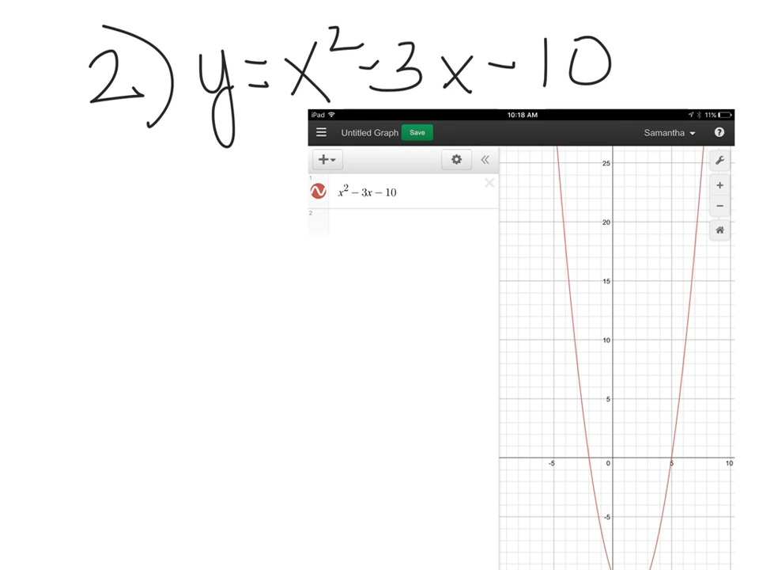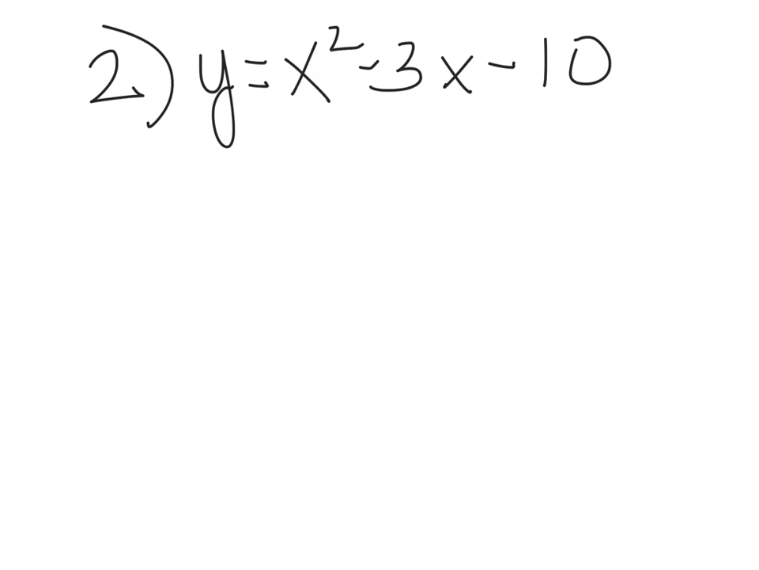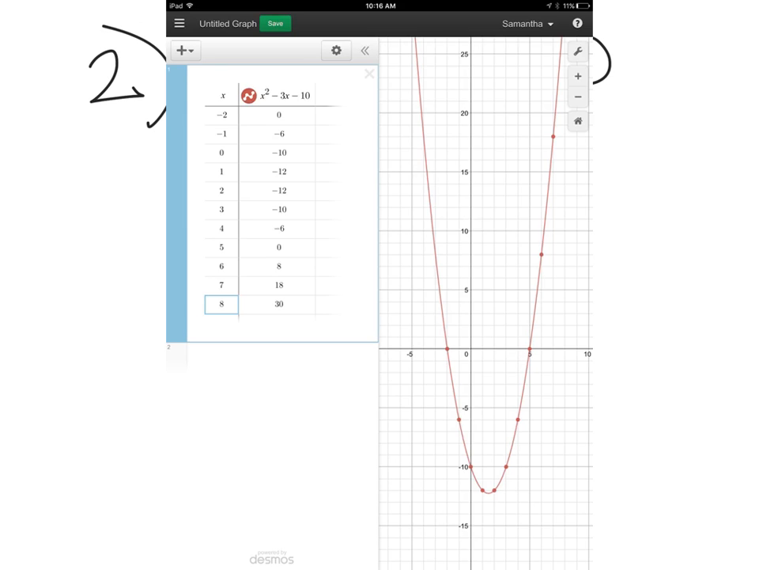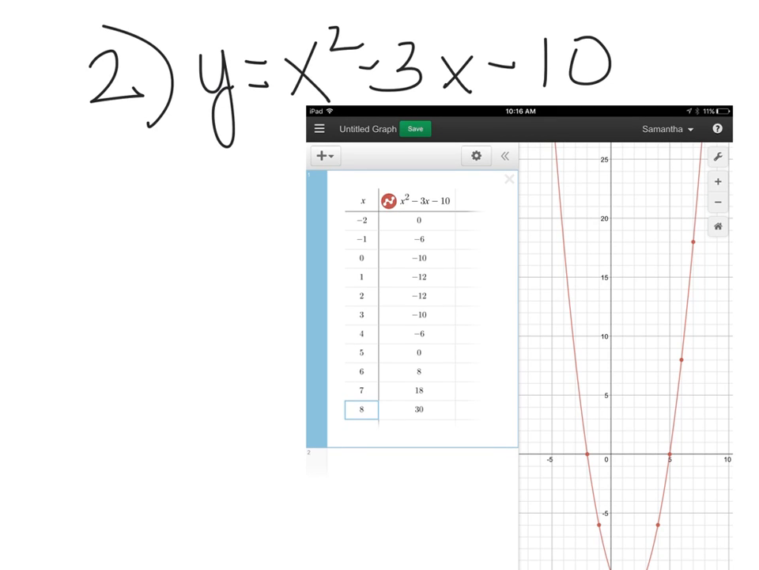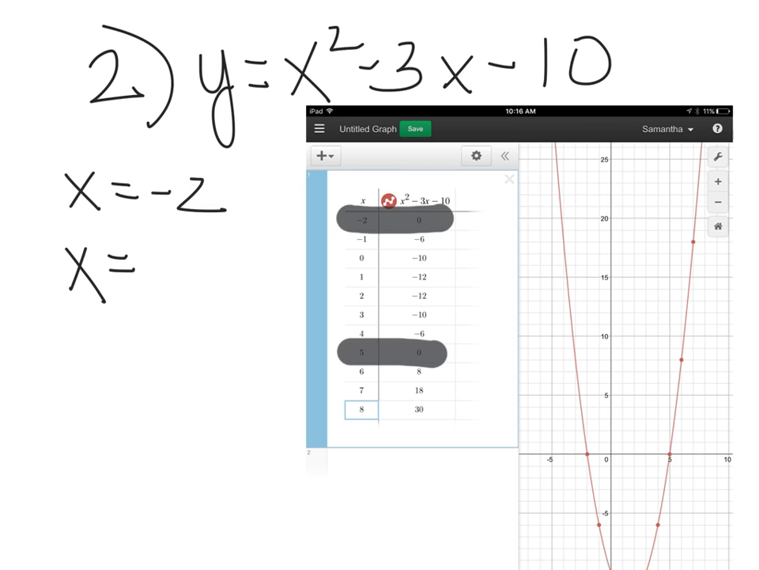Now I want to look at the table so that I can tell where my x-intercepts are. If you remember, the x-intercepts are where the y value is 0. So from this, I can see that my y value is 0 at -2 and my y value is 0 at 5. Those are my two places where my y value is 0. So that means that x equals -2 and x equals 5.